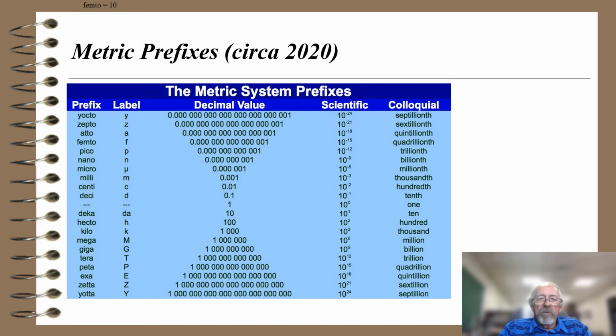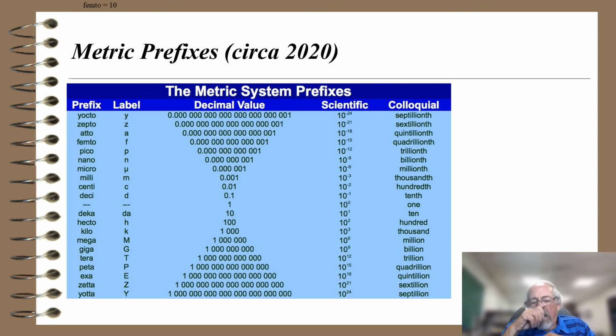Again, this is circa 2020, a couple of years ago. The ones that are commonplace are, if we take a look at centi or C, 0.01, say a hundredth. Milli is 0.001 or a thousandth. Micro is 0.000001 or a millionth, 10 to the minus 6th. Nano, 10 to the minus 9th or a billionth. Pico, 10 to the minus 12th or a trillionth. Then we have femto, 10 to the minus 15th or a quadrillionth.